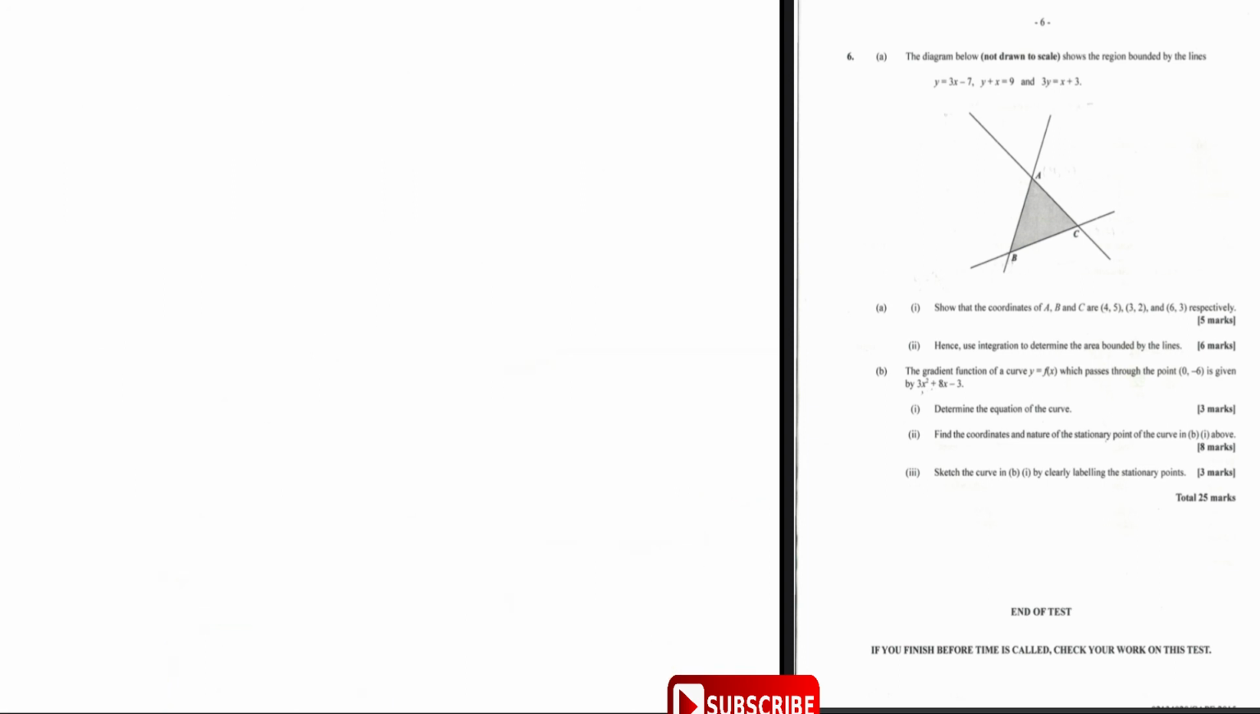Nice. So now we move on to the next part of the question, which is part B. Part B says that the gradient of a curve at the point (0, -6) is given by 3x squared plus 8x minus 3. Gradient of the curve, so what they're telling you is dy by dx is equal to 3x squared plus 8x minus 3. That's dy by dx. And they want us to find the equation of the curve.